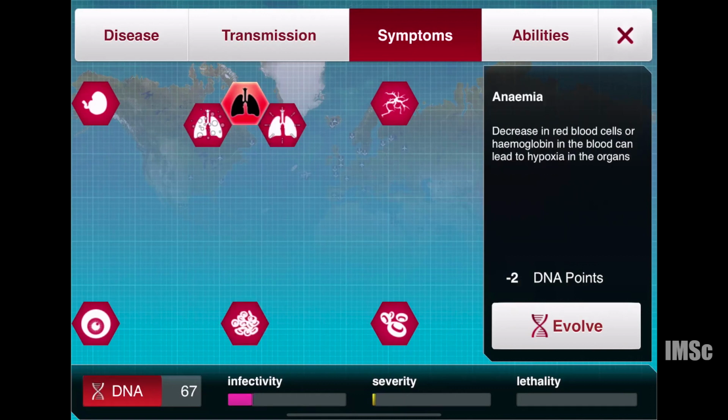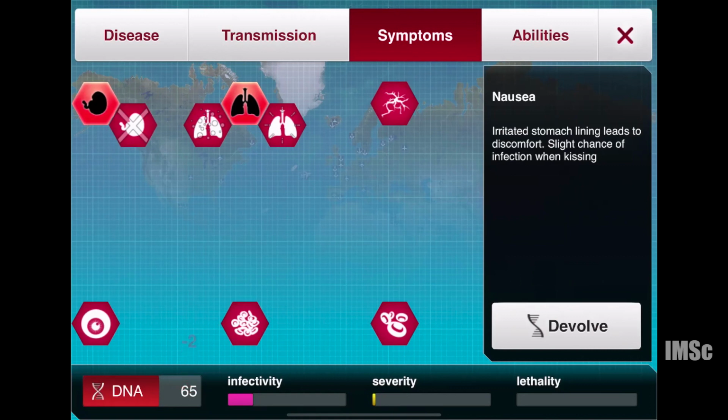Okay, and there's one person. Let's go with anemia as well. Diarrhea, is that the stomach one? Let's go to the one on the left and give some irritated, yeah, this will become worse. Diarrhea in the beginning is a very soft symptom, but later people die of diarrhea quite a lot.